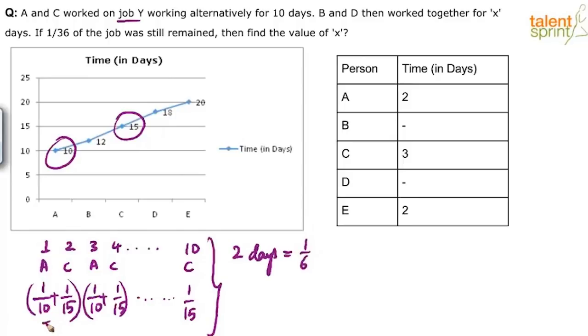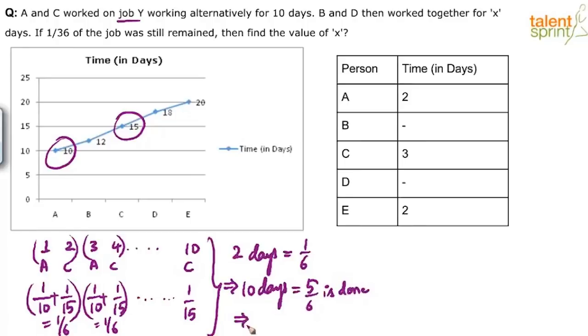You understand? This is equal to 1/6. This is also equal to 1/6 and so on. So 1/6, 1/6, 1/6 for 5 times. I mean 2 days each, right? So every 2 days they finish 1/6 of the work. So 10 days is like 5 times 2 days, right? So in 10 days, how much of work is over? In 10 days, they'll finish 5/6. 5/6 is completed, is done.